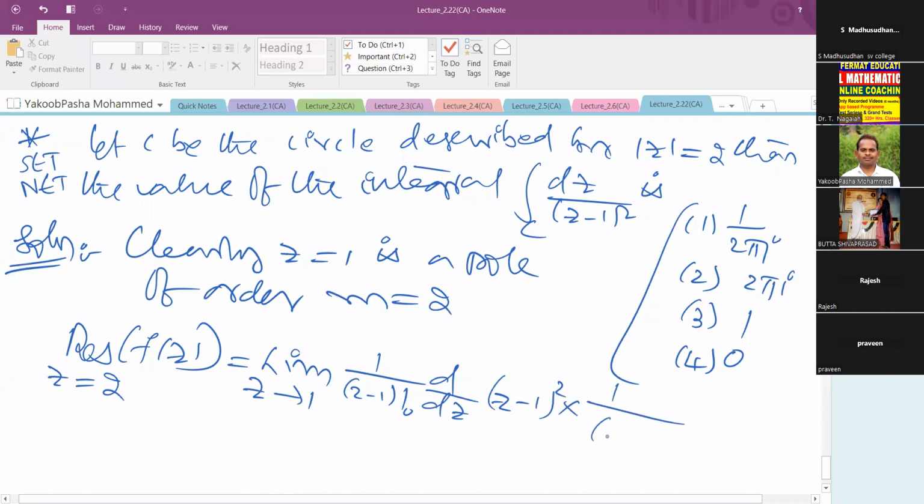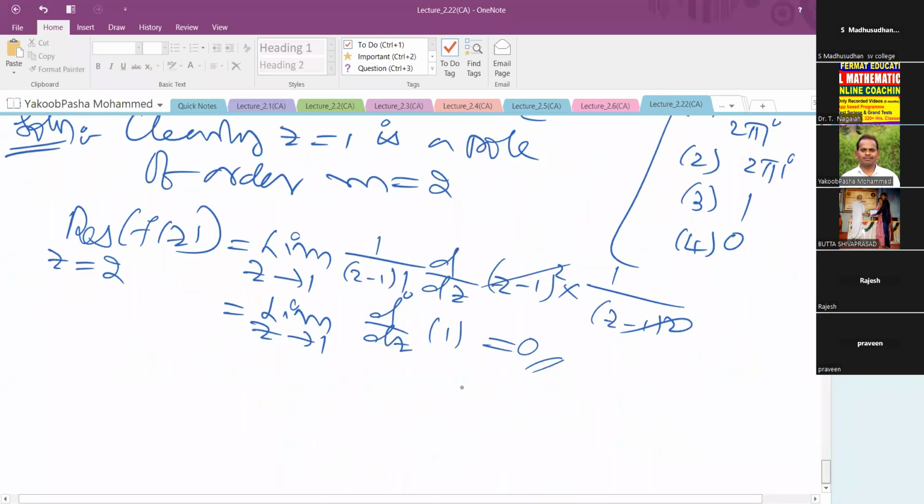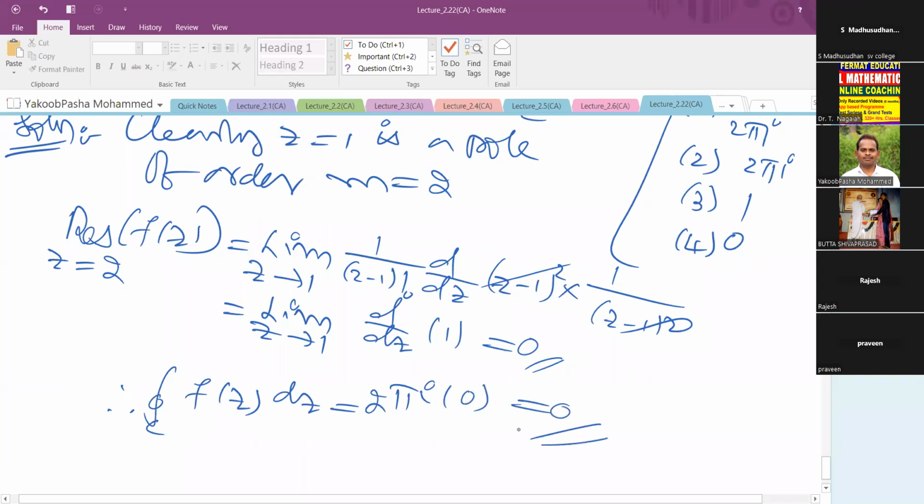f of z is 1 by (z minus 1) whole square. These two terms are cancelled. So this is nothing but limit z tends to 1, 1 by 1 factorial is 1, d by dz of 1, that is equal to 0. Residue 0 means, by the definition of residue, the integral over C of f of z dz is equal to 2 pi i into 0, that is 0. So the fourth option is the right option. Direct question. Okay, we can use the Cauchy integral formula also. Now I'm taking another problem.